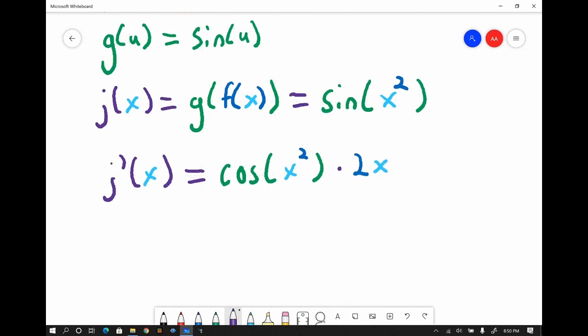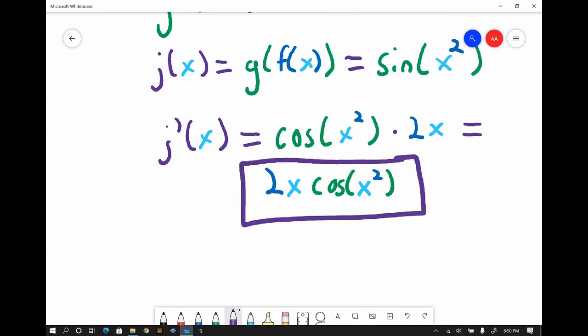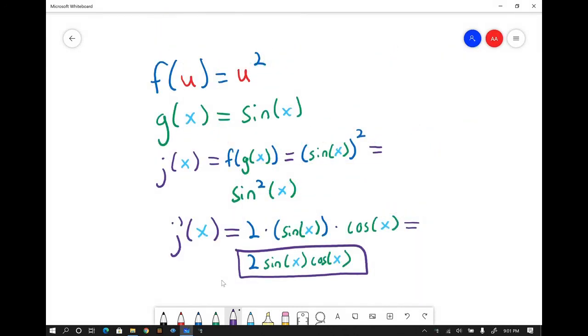So I'll just write this a little nicely. J prime of x is equal to 2x cosine of x squared. And we wouldn't be able to get this using our basic derivative formula, or at least very easily. So the chain rule bypasses any sort of problems we might have, and it really helps with calculus problems. Thanks for watching this video.